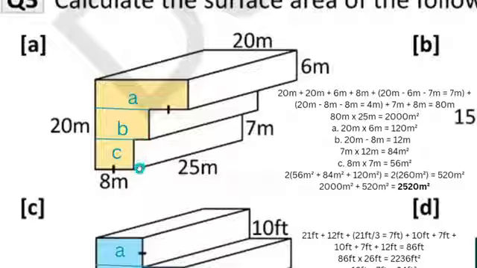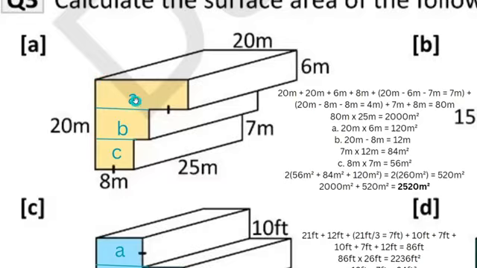Then we have to add 7m and we have to add 8m. The answer will be 80m. Then we have to take 80m times 25m, which is equals to 2000m squared. Then we have to divide the prism. This would be A, and this would be B, and this would be C.